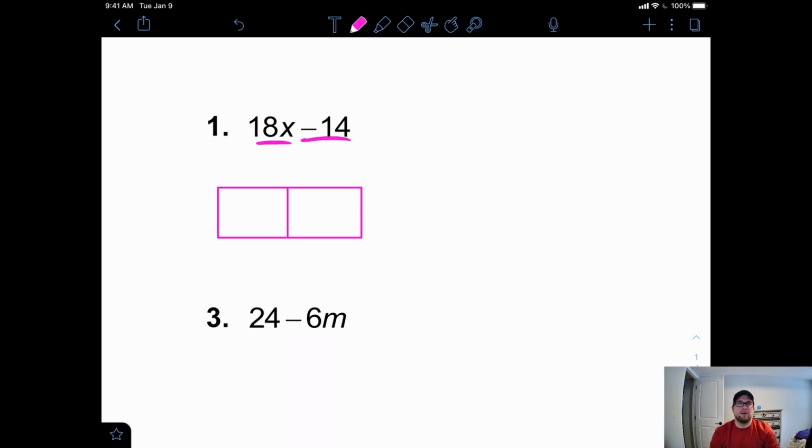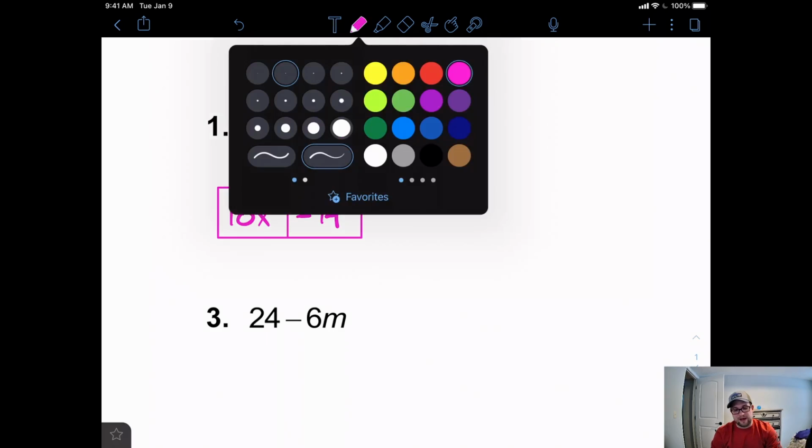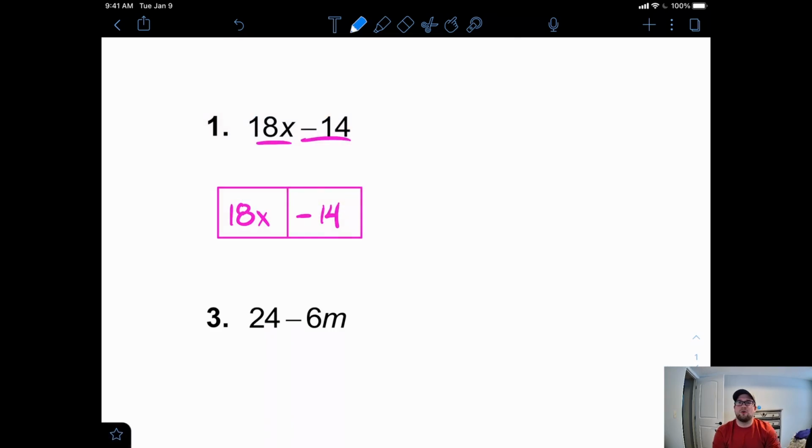So in one part of the box is going to be the 18x, and in the other part is going to be the minus 14. Now, what we try to do for the greatest common factor problems is think to ourselves, what's the biggest number that I can divide out of 18 and 14? With a little bit of work, hopefully you can come up with the idea of, well, I can divide a 2 out of 18 and a 2 out of 14, and that's the biggest number I can divide out of each.